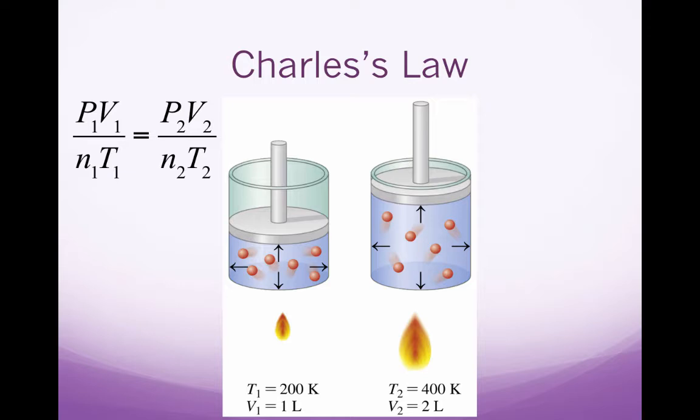So that means temperature and volume are directly proportional. I increase one, I'm increasing the other. Since n and P are staying the same, we can use the equation V1 over T1 equals V2 over T2.